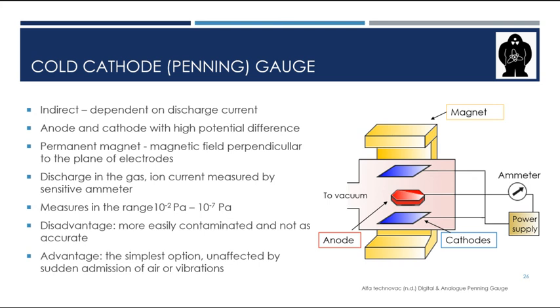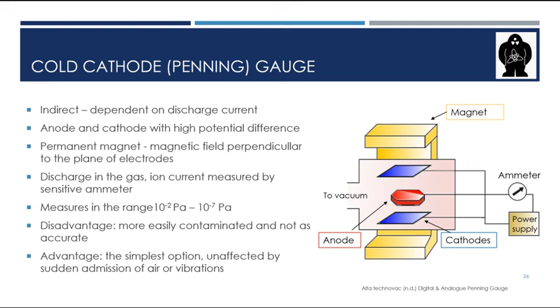The second method of measuring vacuum at tokamak Golem is the cold cathode gauge, also known as Penning gauge. This gauge is also indirect because it relies on the specifics of gas discharge. The apparatus consists of a cathode and anode with high potential difference, an ammeter, and a permanent magnet, which introduces a magnetic field perpendicular to the electrodes' plane. When the voltage is applied, the ions of the gas are accelerated towards the cathode. The so-called secondary electrons are emitted from the cathode.